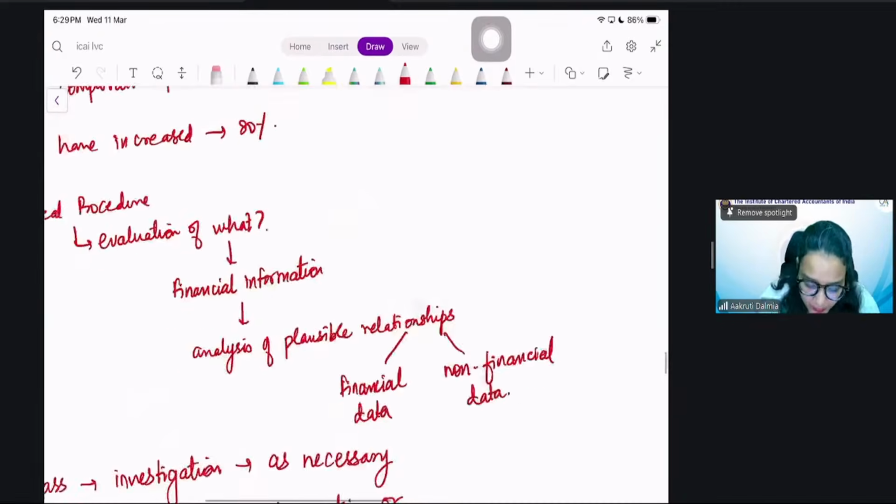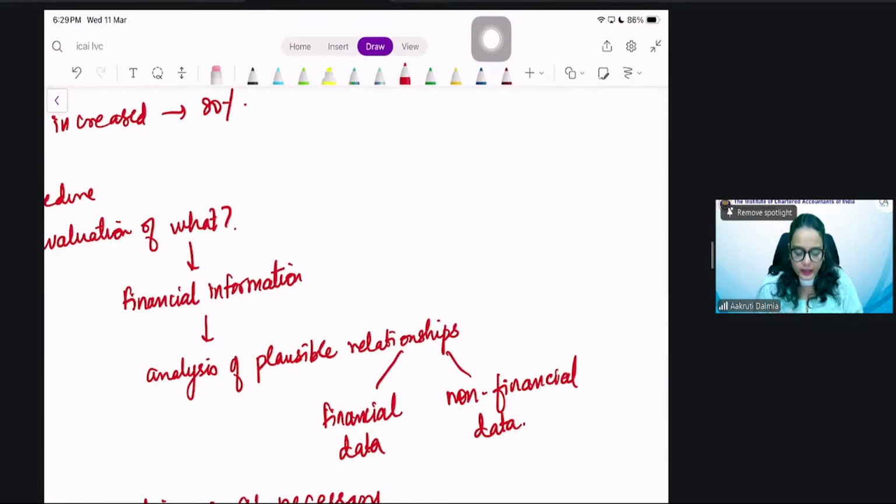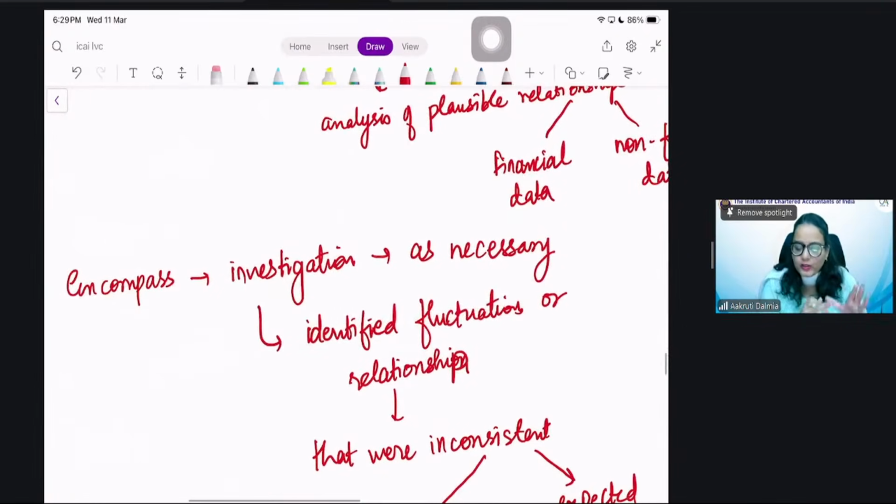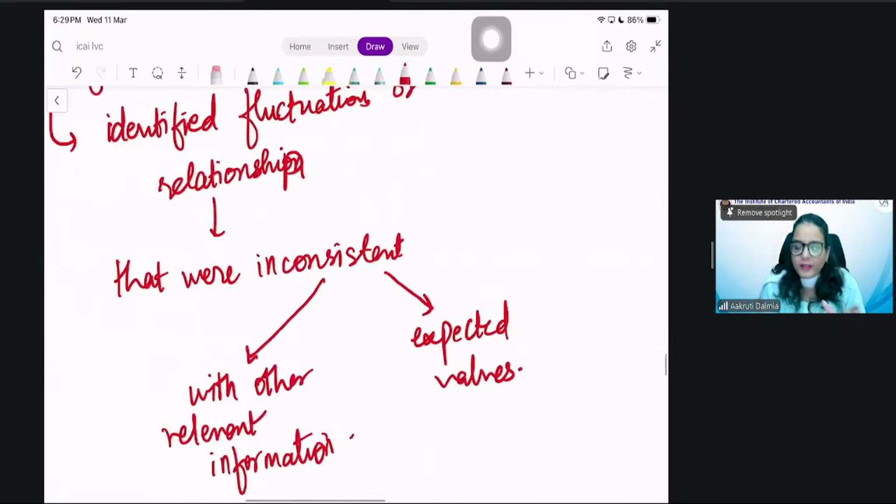So the first part of the analytical procedure is that you evaluate financial information by evaluating and analyzing the relationship between financial data and non-financial data. When you do this analysis, you find some fluctuations or abnormalities. Then you investigate these identified fluctuations and relationships that are inconsistent with either the information that you have or with your expected values. Now, does the whole definition make sense? It's a very good definition. Don't you think it's a very well written definition?